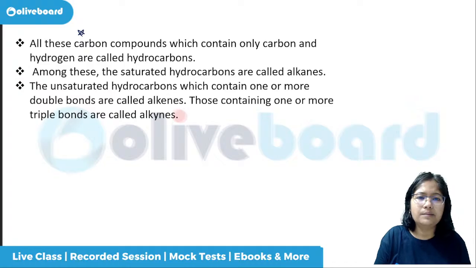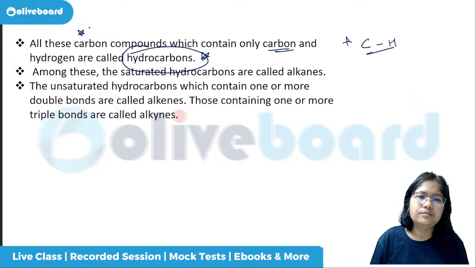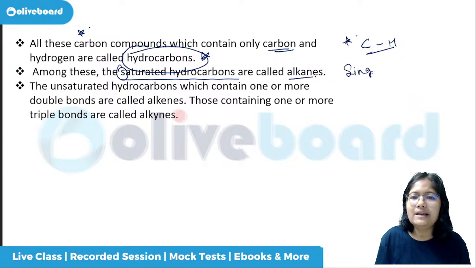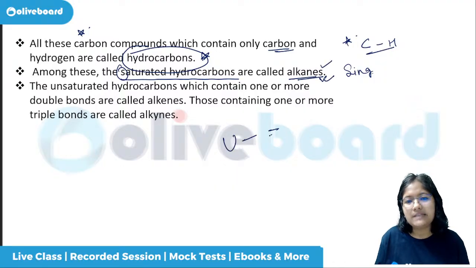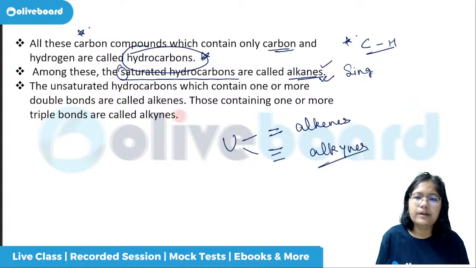All these carbon compounds which contain only carbon and hydrogen are called hydrocarbons. Hydrocarbons means only carbon and hydrogen. Among these, saturated hydrocarbons, as we had seen, have single bonds, that means alkanes. And unsaturated means double bond or triple bond, that means alkenes or alkynes. So alkane, alkene, alkyne.